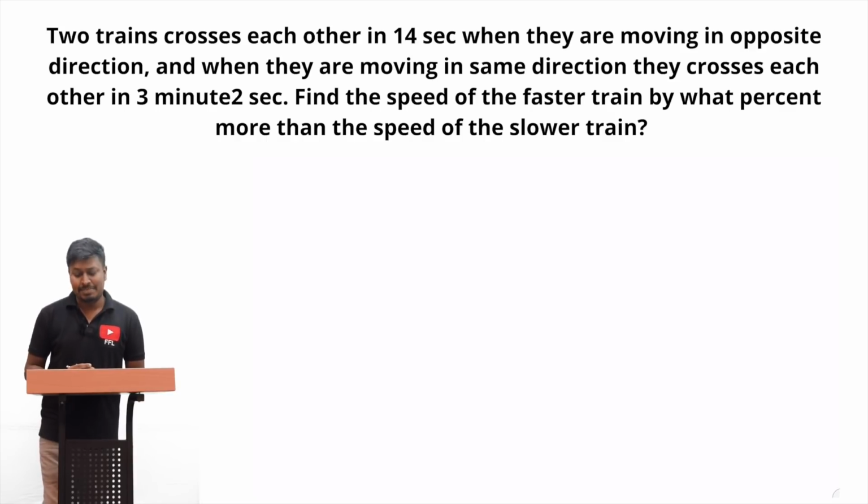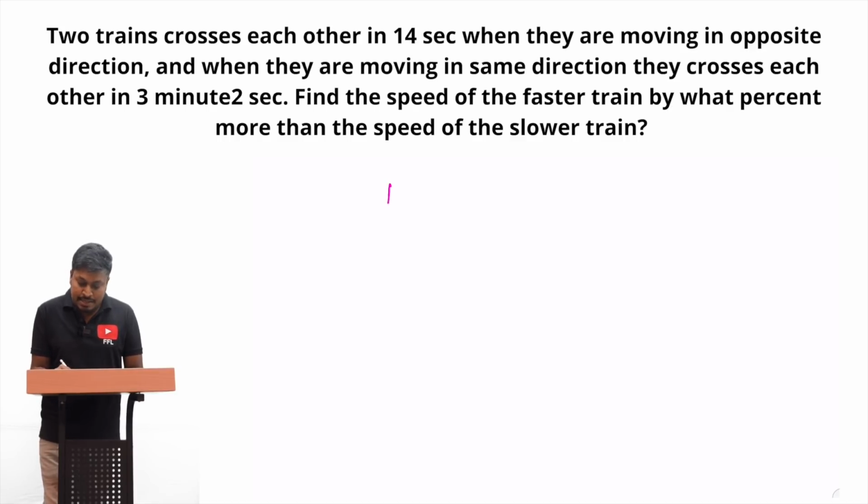So see this, it's a problem on trains, and they are giving two concepts. Two trains moving in one direction and crossing each other in one time, and in the other direction in another time. We have solved many questions on my YouTube channel based on this concept. If both the trains are moving in the same direction, what you have to do is subtract. We know that speed is equal to distance by time, so time is equal to distance by speed.